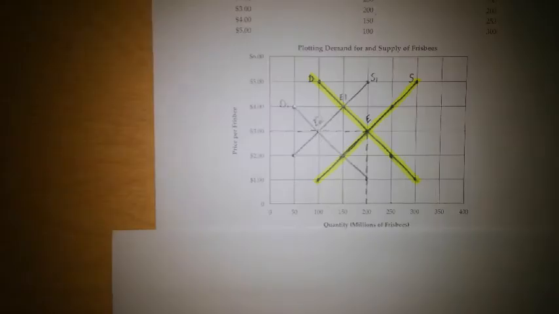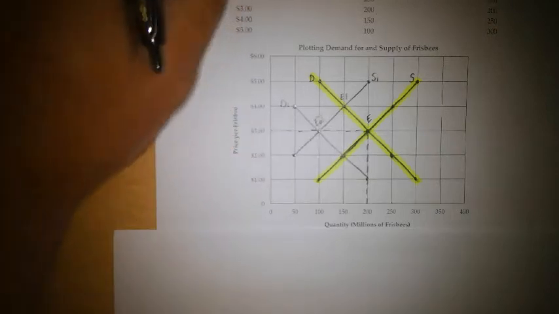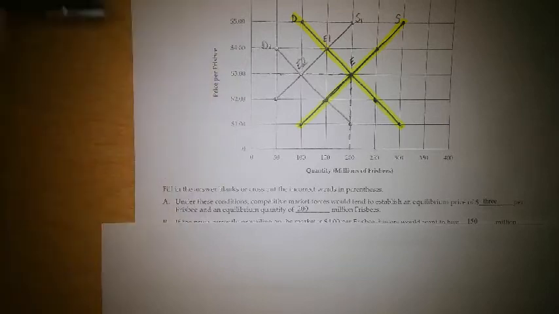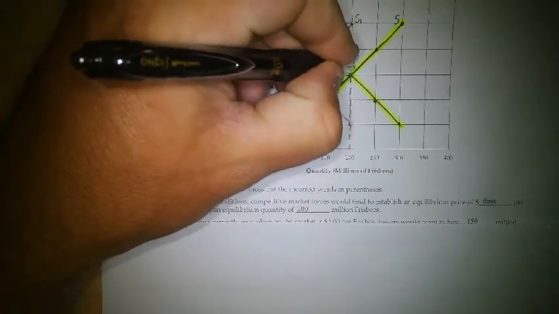All right. Now that we got it drawn, let's look down here at some of the questions that you were asked, and let's see if we can answer them. Okay? See if I can autofocus that a little bit better. See if you guys can see it. All right. So it says, under these conditions, a competitive market forces would tend to establish an equilibrium price of what? So we simply define equilibrium. It's where the supply and demand curve meet, right? That's our E. Y'all with me?